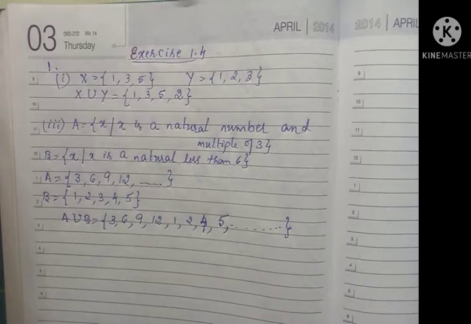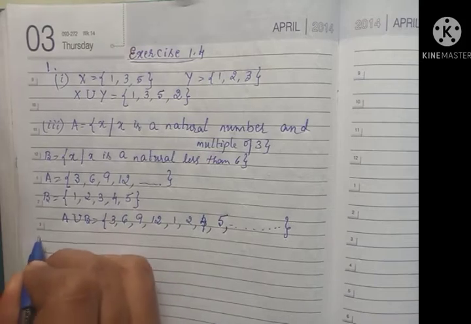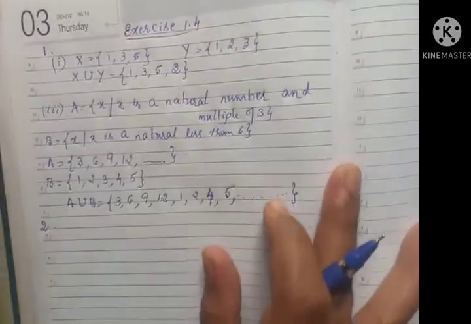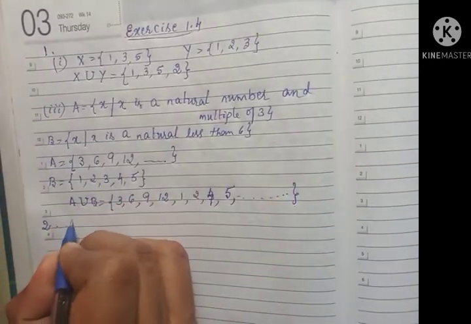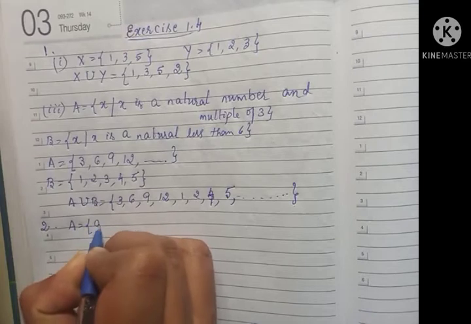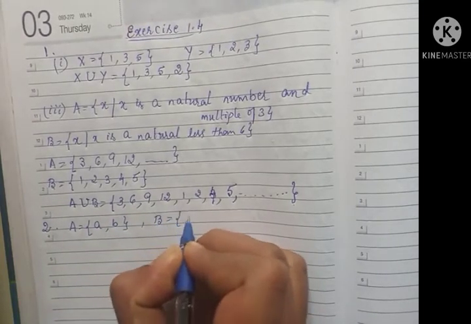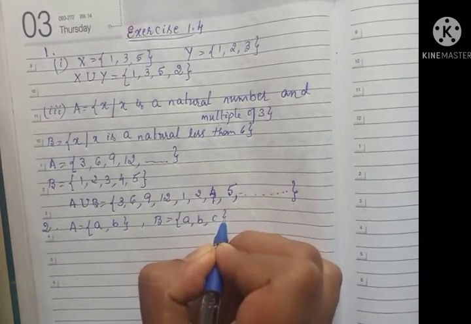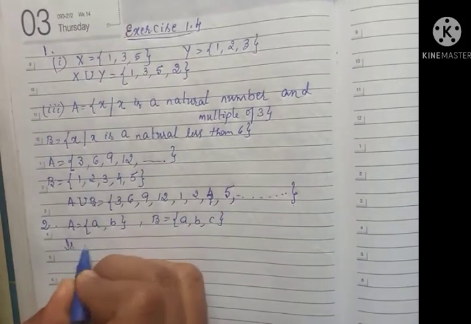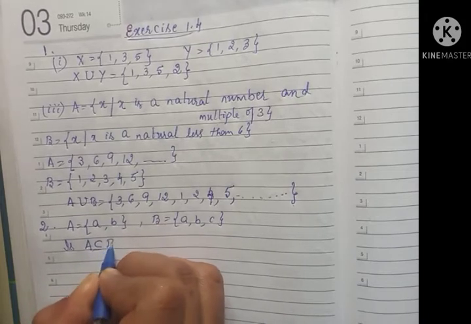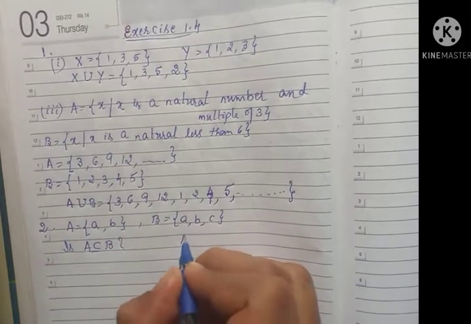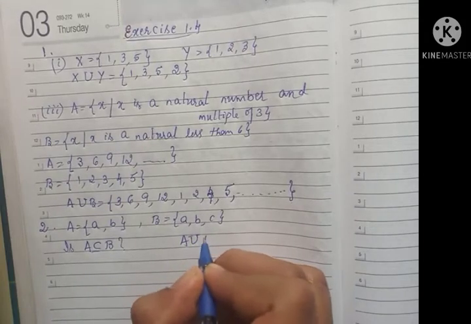Similarly, find the union of the remaining pairs of sets. Then I'll move to the next problem, main question number 2. Here A is given like this: A has the elements a and b, and B has the elements a, b, c. The question is, is A a subset of B, and what is A union B?